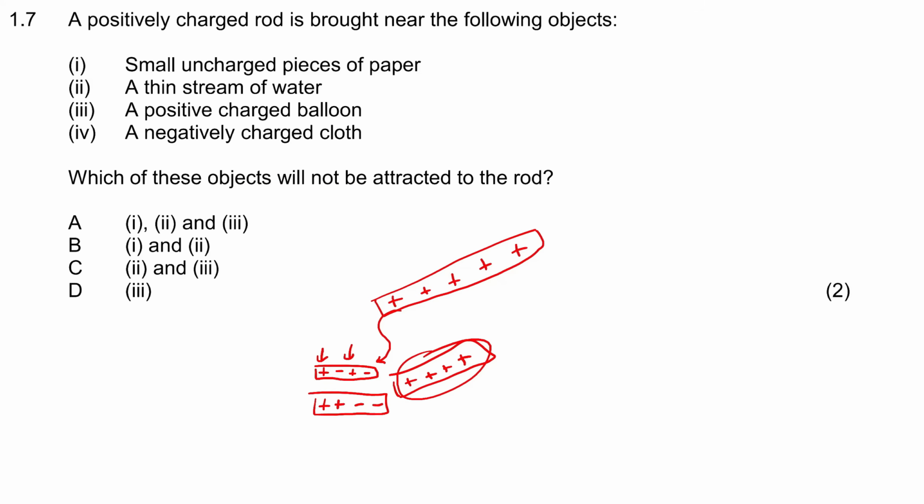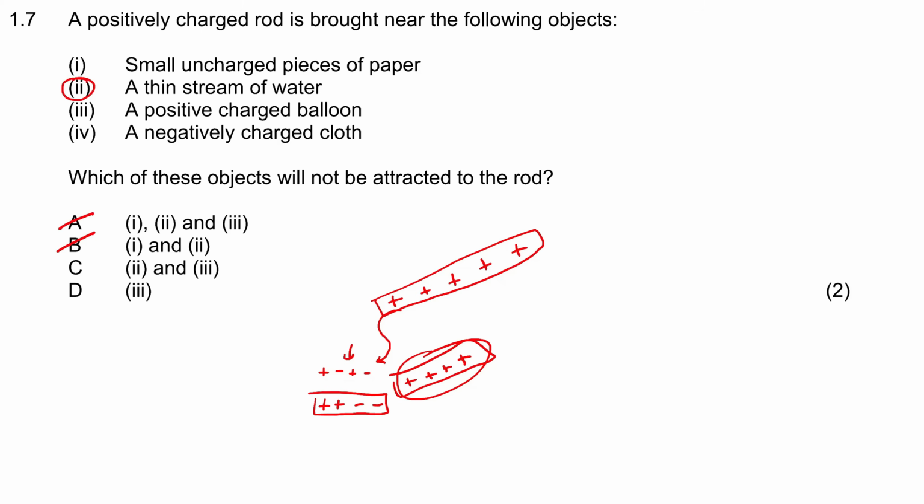So number one, we don't want to have number one as part of our answer, because the uncharged piece of paper would be attracted. So the answer cannot be A, it cannot be B, because they both have one in it. Okay, let's move on. So the next one, a thin stream of water.